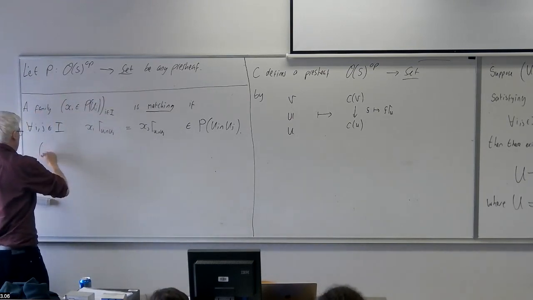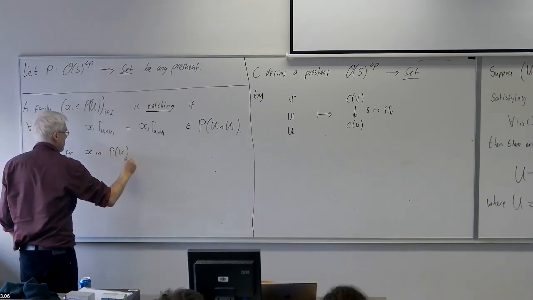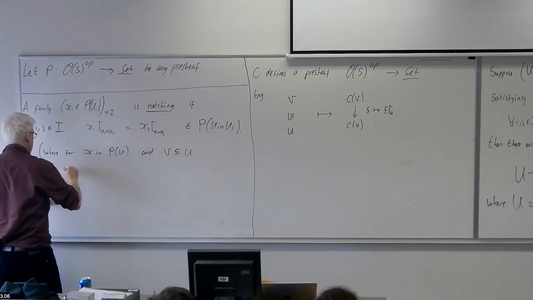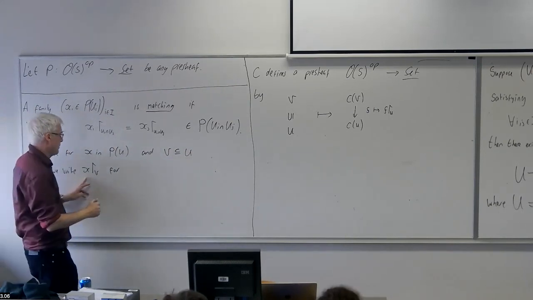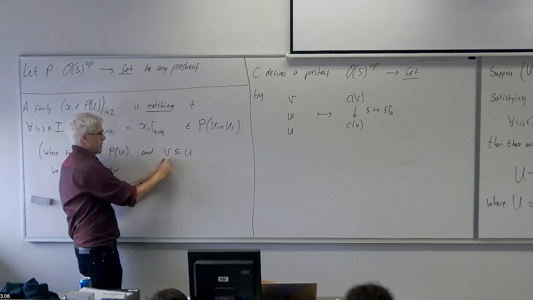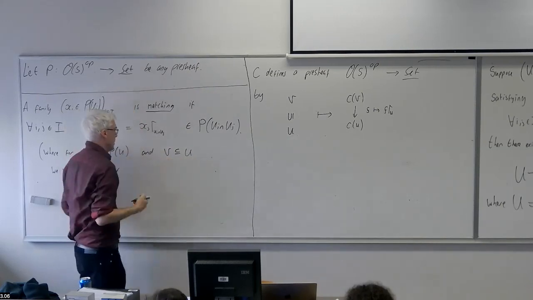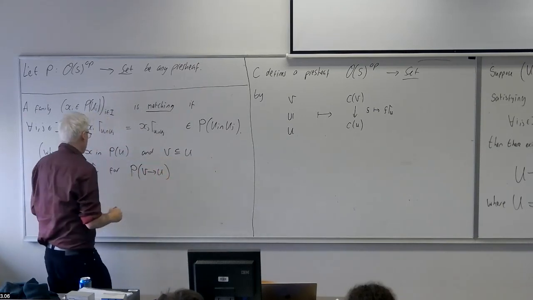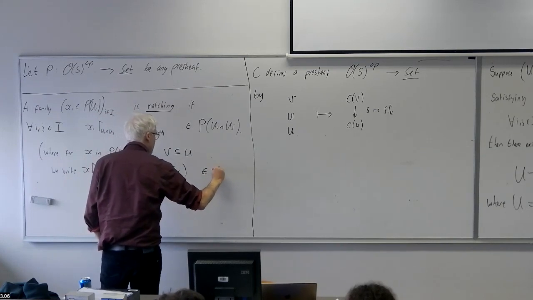So the notation is: for any x in P of U and some other open subset V, which is a subset of U, we write x restricted to V for the element we get as follows. V is an open subset of U, so there's a unique morphism from V to U in the category of open subsets of S, and by the contravariant action of this functor, we can apply P to that unique morphism from V to U, and apply that to the element x in P of U, and we get back an element of P of V. Okay.